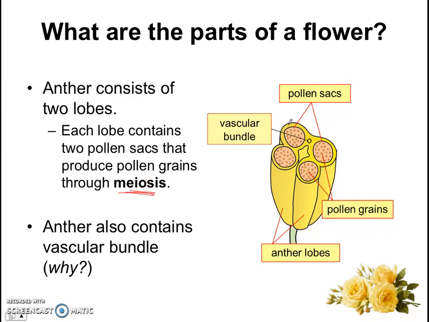Now, anthers also contain a vascular bundle over here. Hopefully, you remember what vascular bundles do. They help to transport water and nutrients to the parts of the plant. So why is that important here? Well, I leave you to think of it. Probably these cells here also need nutrients and water.